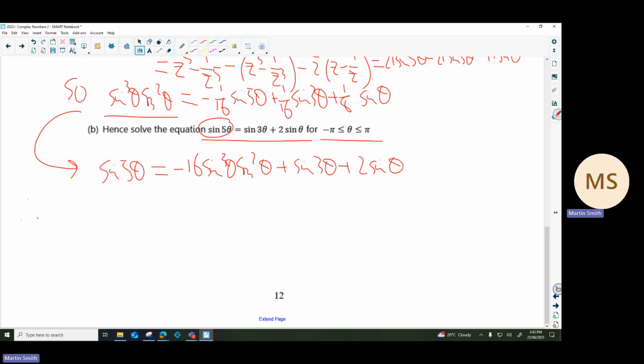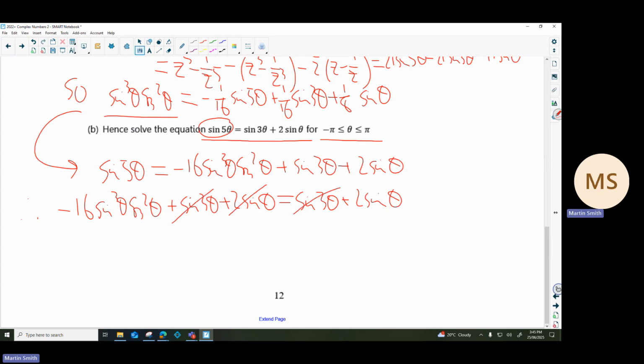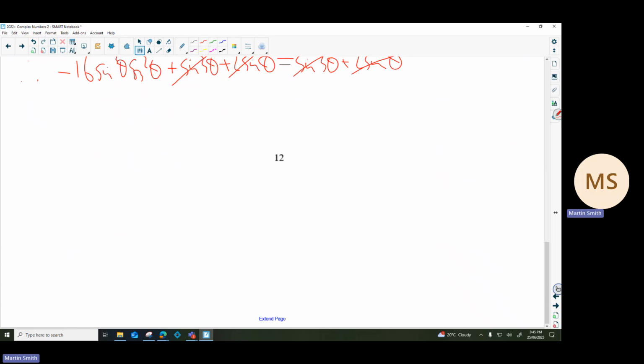So therefore, the equation becomes minus 16 sine cubed theta cos squared theta plus sine 3 theta plus 2 sine theta is equal to sine 3 theta plus 2 sine theta. And then you note some really nice things happen, which is that and that cancel out, and that cancel out. So that just gives me minus 16 sine cubed theta cos squared theta is equal to 0. And there are other ways to get to this stage, but this was a decent one.